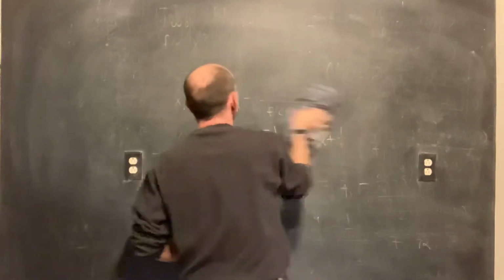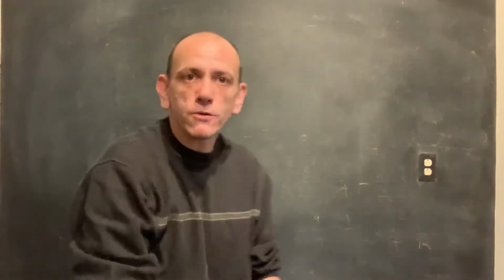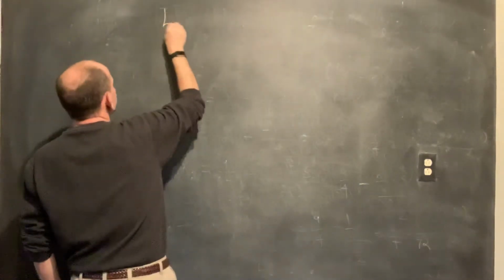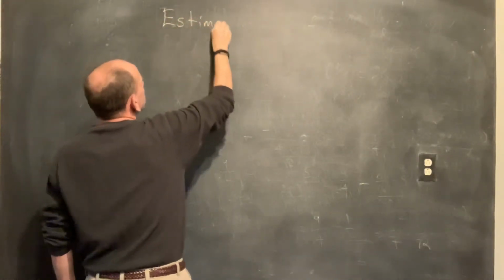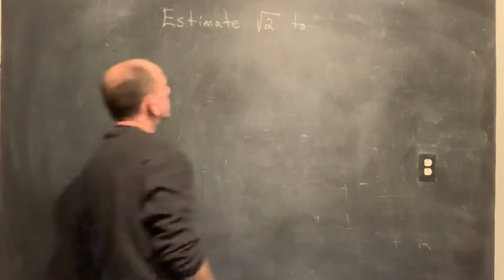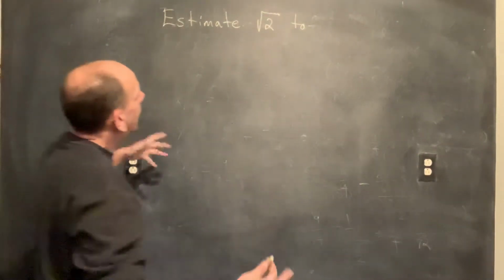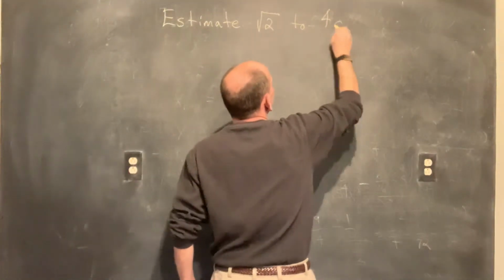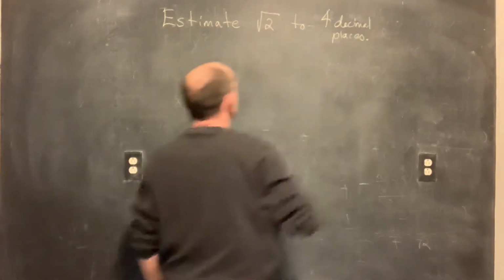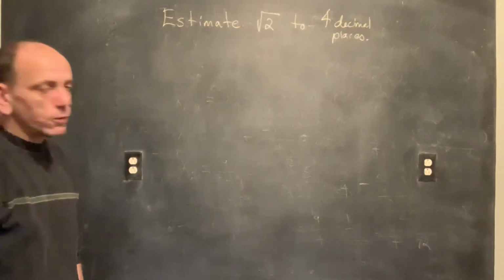Let's, I don't know, how about square root 2? Square root 2 is a pretty important number, so let's estimate square root of 2. I don't want to make too much work for us, but it might come really quick. Let's try 4 decimal places. Okay, so estimate root 2 to 4 decimal places.